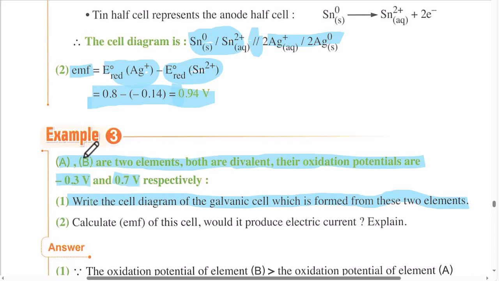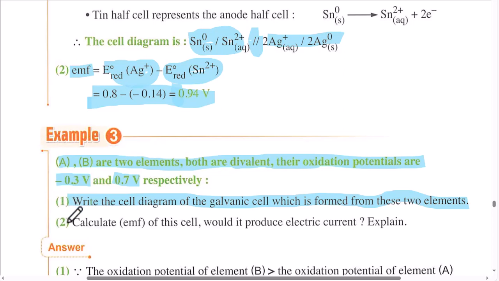So to write the diagram, we refer to the anode, which is B, with its two oxidation states: B0 solid, one diagonal line, and B positive 2 aqueous, then two diagonal lines which represent the salt bridge, and the two oxidation states of A from the oxidized form to the reduced form, as the cathode half cell refers to the reduction process. So we write A positive 2, one diagonal line, A0 solid. Okay.